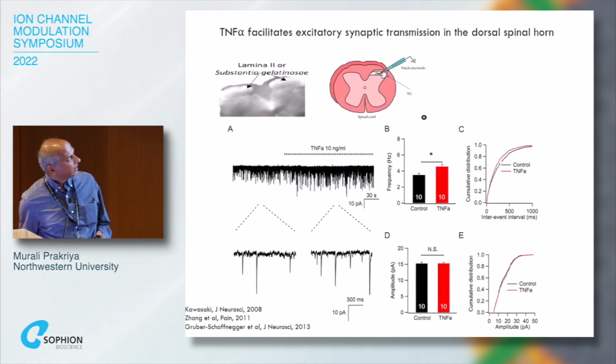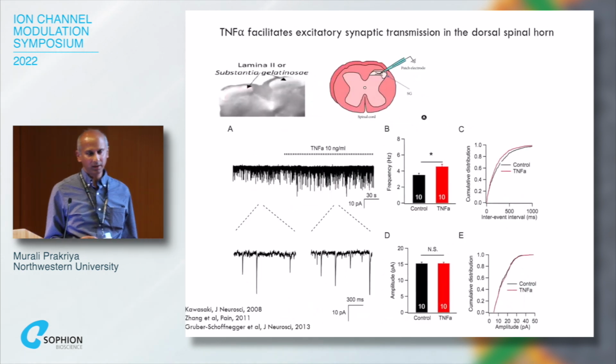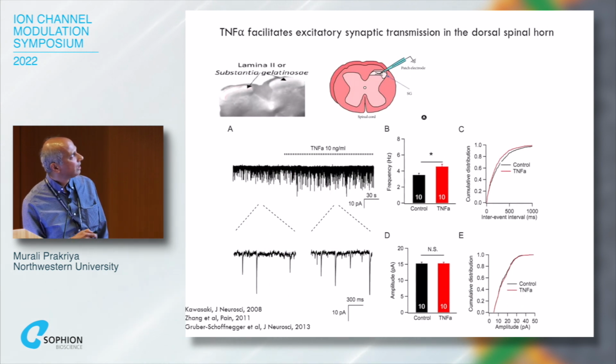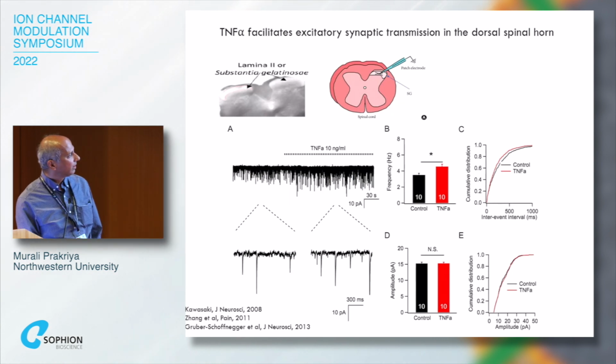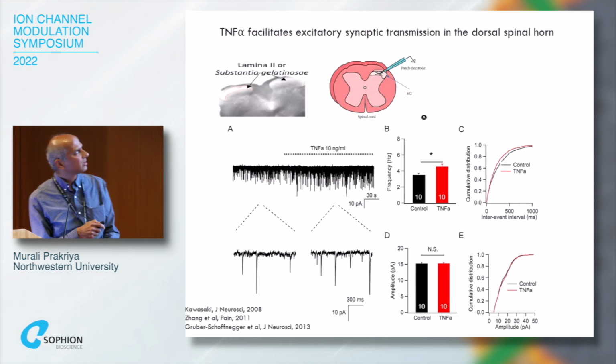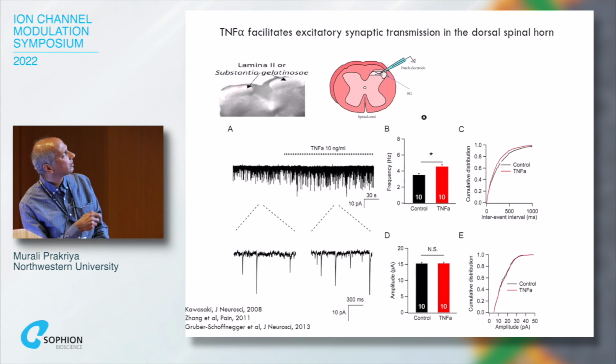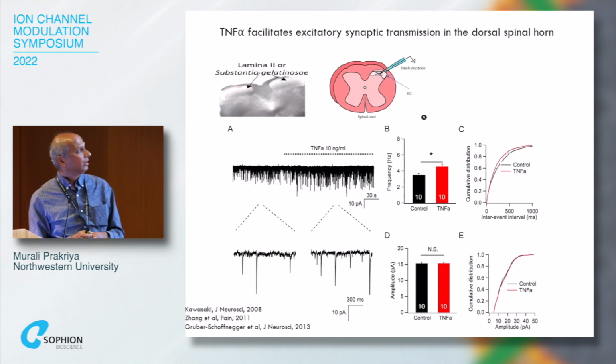And this is important because, as the field has previously shown, direct application of cytokines like TNF alpha is known to increase the synaptic transmission in the dorsal spinal cord of excitatory neurotransmission. And so here is our rendition of that type of experiment, which is very well documented in the literature, that application of TNF alpha increases the frequency of spontaneous excitatory postsynaptic currents when you're recording from substantia gelatinosa neurons in the dorsal spinal cord.